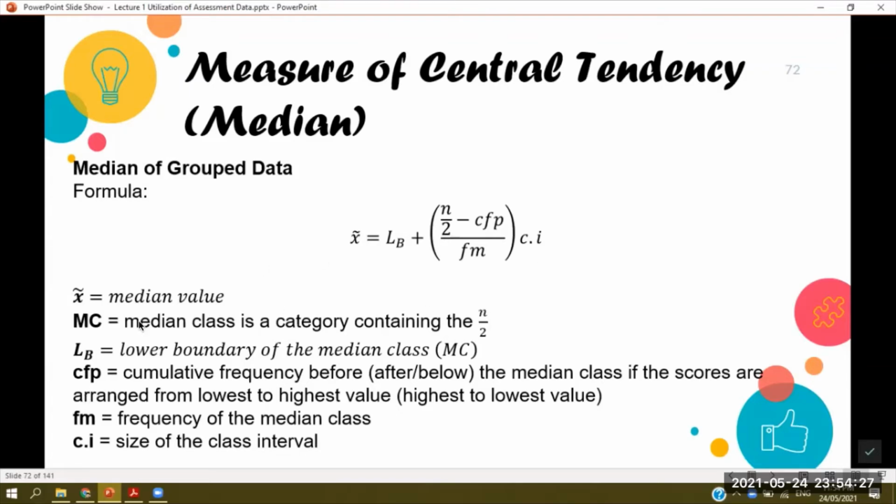Let's run through everything. X bar is the median value. Our MC is what we call the median class. The median class is the category containing the n over 2. We will understand more what n over 2 means in this part. And then LB again is the lower boundary of the median class. And then CFP is the cumulative frequency. Please take note, it is the cumulative frequency before the median class, if the scores are arranged from lowest to highest.